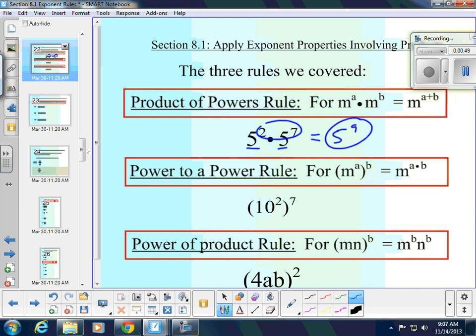If I get a power to a power, like the second one, 10 to the second power and then that to the 7th power, we found the rule actually says I can just multiply those two powers together, and this is really just like 10 to the 14th power is the way I can do that one.